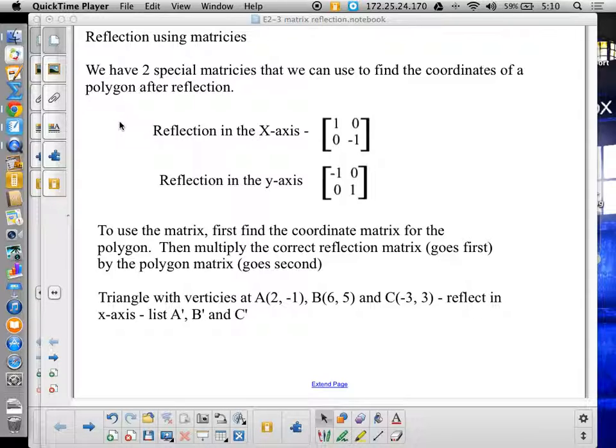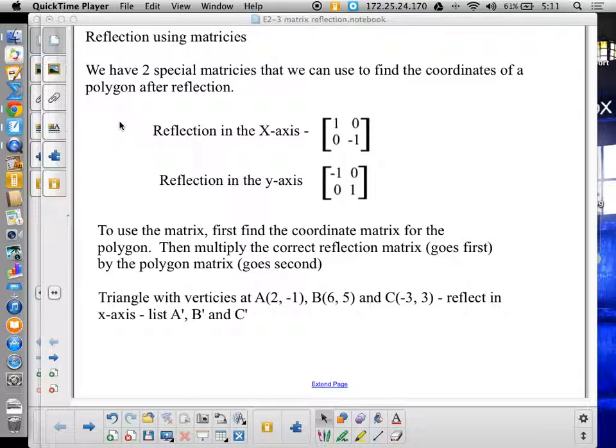When we do a reflection for our matrices, we're going to use one of these two special matrices, and we're going to multiply the reflection matrix times the coordinate matrix, and the result of that multiplication is going to be the new coordinates. Now, this is something that's pretty easy to verify graphically if you want to, because reflection in the x and y axis are pretty easy to do. But I want you to work on matrix multiplication here. That's one of our goals. So we're going to want to see, when you're doing work on this, the actual matrix multiplication taking place.